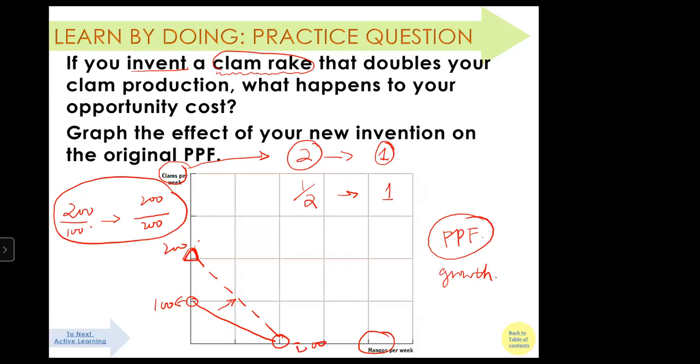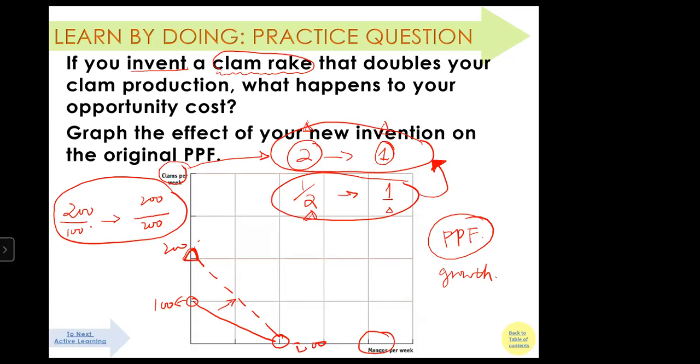And from this simple example, you should smell the idea of trade. Why is that? Look at here. So we move from this original to this, after technology progress. And from here, you can see the mango becomes, relatively speaking, more expensive, right? Because it used to be 1/2, now becomes 1. At the same time, clam becomes less expensive. It used to be 2, now 1.